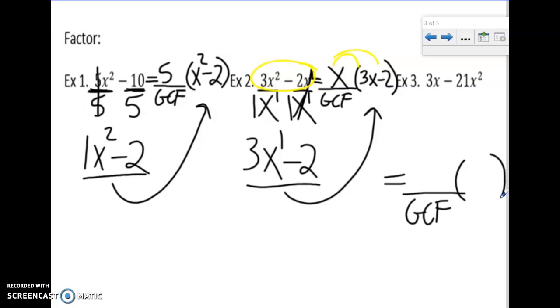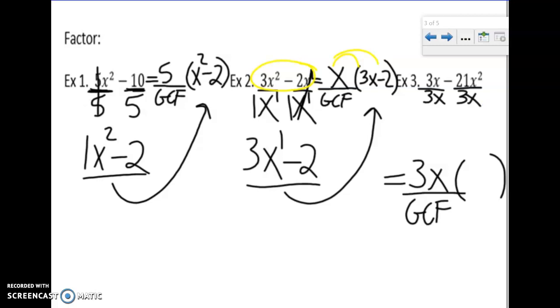Well, 3 and 21. Start with the lowest one, 3. Can 3 go into 21? Of course it can. So 3 is a part of our GCF. If this has an x and this has 2 x's, clearly they have at least 1 in common. So we're going to divide by 3x. Whatever we get when we divide, we put that in parentheses.